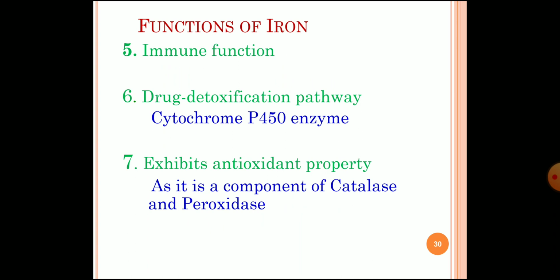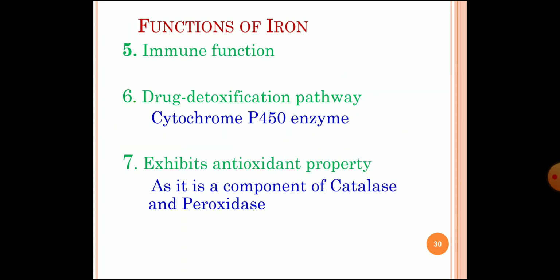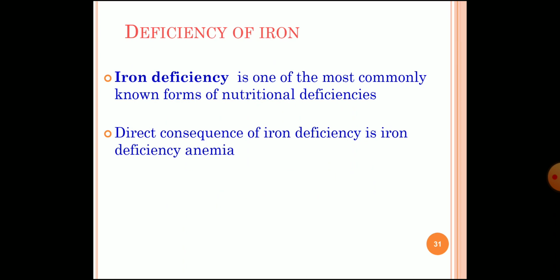Then it has an immune function, and it is used for drug detoxification. It is present in the cytochrome P450 enzyme, which is used for detoxification, and it exhibits antioxidant property as it is a component of catalase or peroxidase. So it has an antioxidant, immune function and is also used for detoxification.